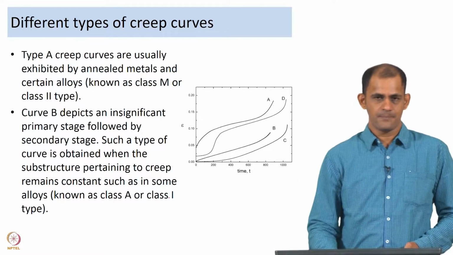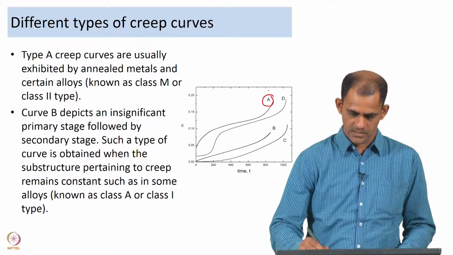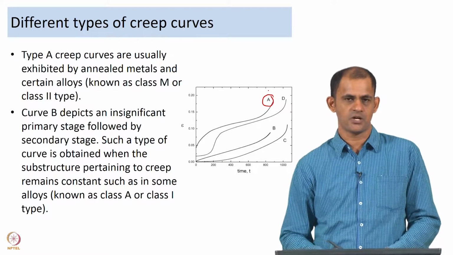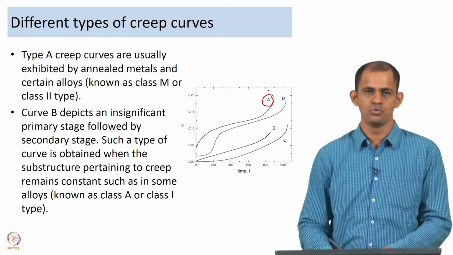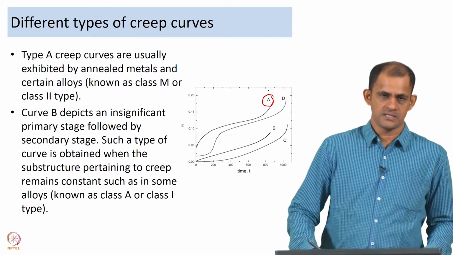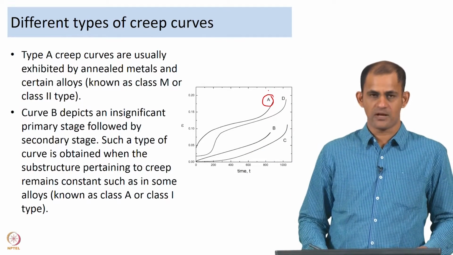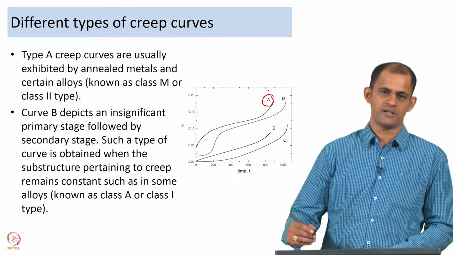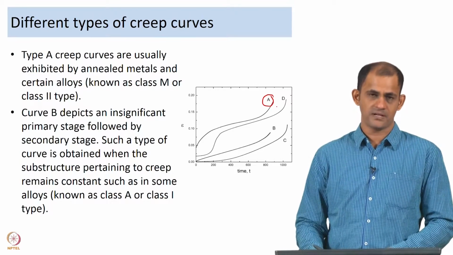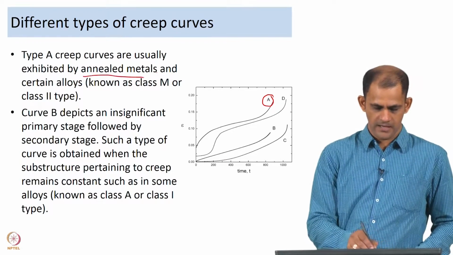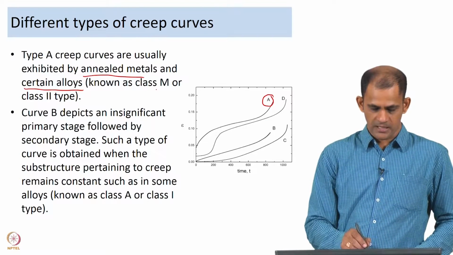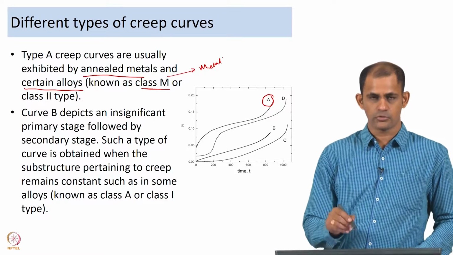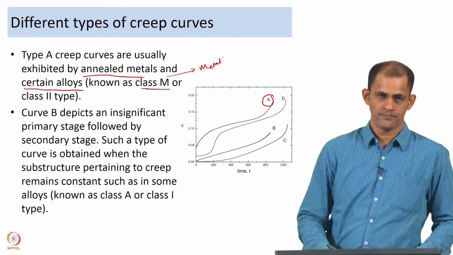So, for example, type A curves, this curve, this is how a regular creep curve looks like, are usually exhibited by annealed metals and certain alloys known as class M or class 2 type of alloys. This is a typical creep curve where you have an instantaneous strain, and then a primary creep, and then a steady state creep range followed by tertiary creep and failure. So, this type of creep curve is generally exhibited by annealed metals and certain alloys known as class M alloys. Class M means metal type of alloy. We are going to talk about this in the coming portions.